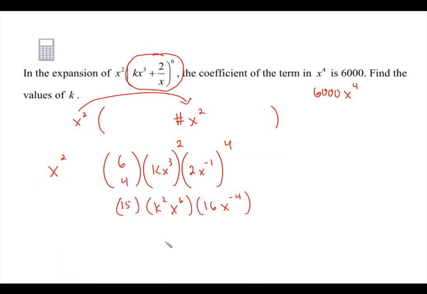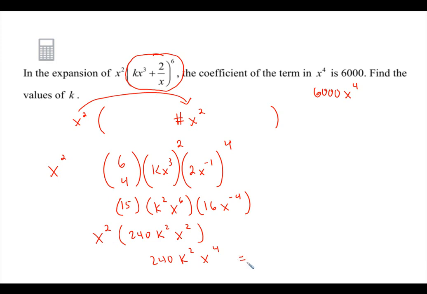240. We end up with 240 k squared, and x to the 6th and x to the -4th will leave you with x squared, right? And this is exactly what we want. So this gives us something with x squared, because now we're going to multiply this x squared on the outside to this, and then that gives us 240 k squared, sorry, k squared, and then x to the 4th.